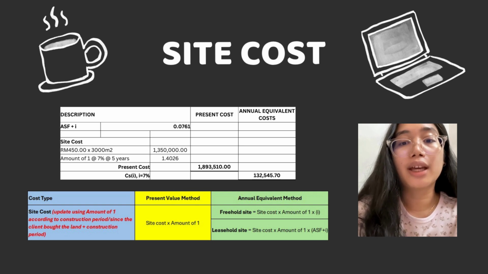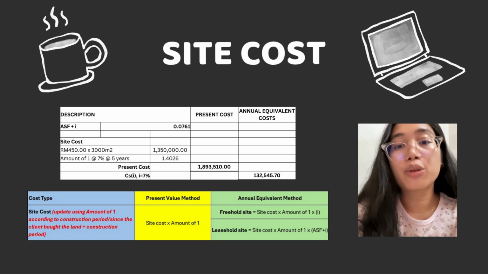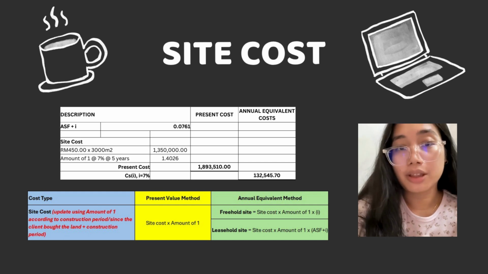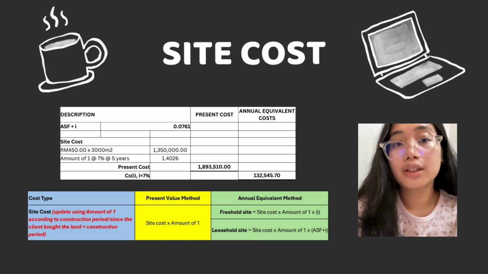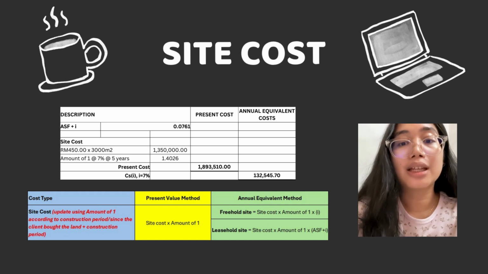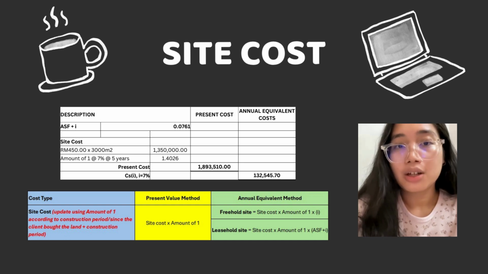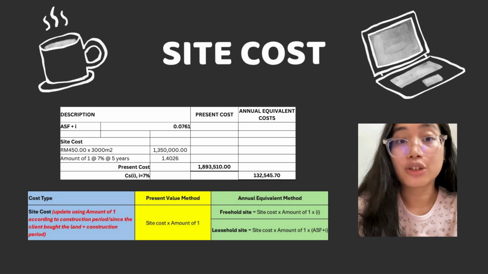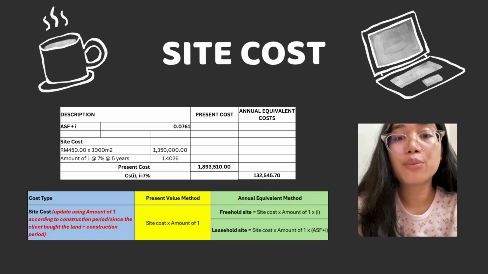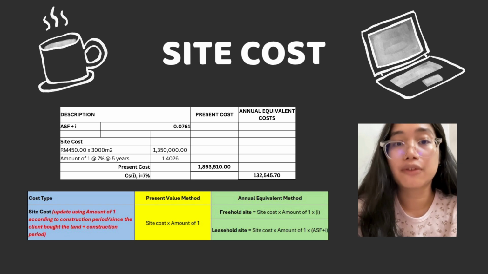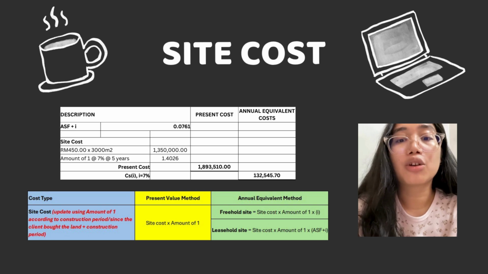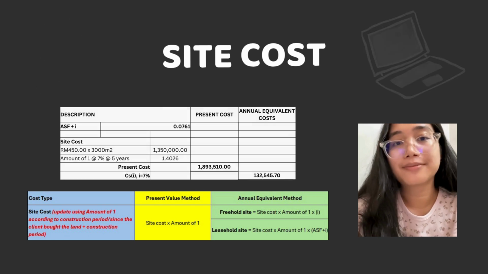So we get an amount of 1.4026. The site cost is 450 ringgit times 3,000 square meters. We multiply these two numbers and get 1.35 million for present cost. For annual equivalent cost, based on the formula, we multiply 1.35 million times 1.4026 times 7%, where we get an amount of 132,000.